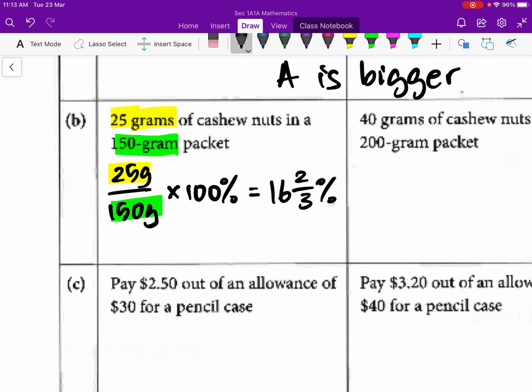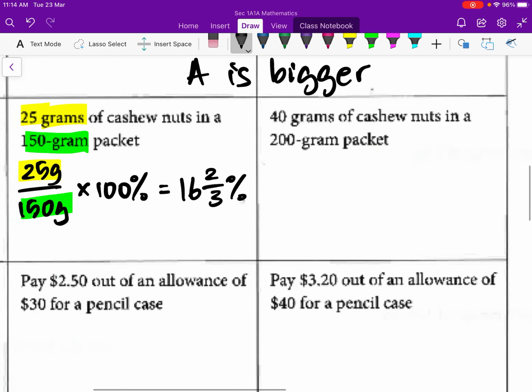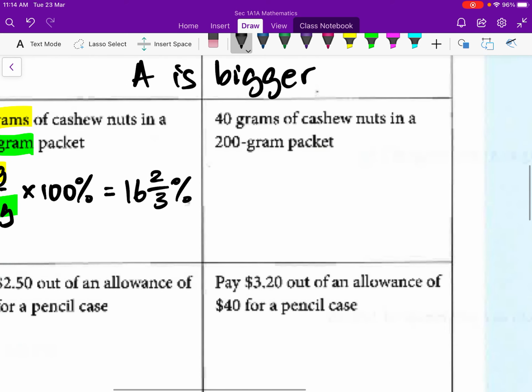You can put it as 50 over 3 if you want to. If you want to put 50 over 3%, also can. But do not write as 16.6 or 16.7 because that's not exact. You round it off. Okay? I want as exact as possible. If they say round off, yeah, no choice lah, you have to round off. Okay, now in the next column.